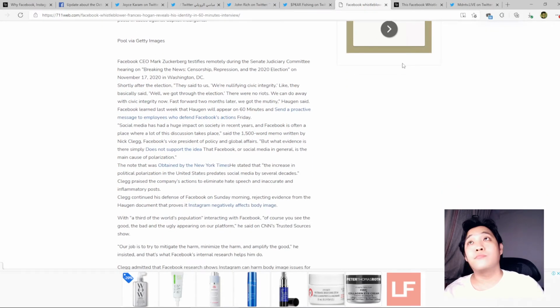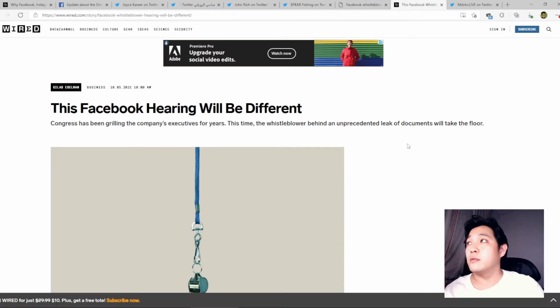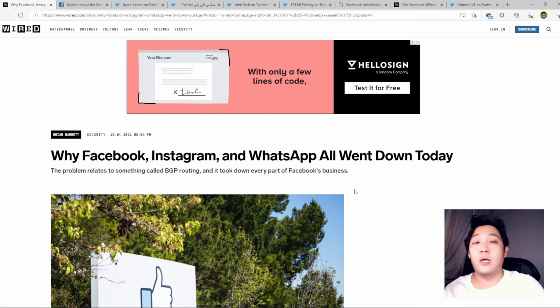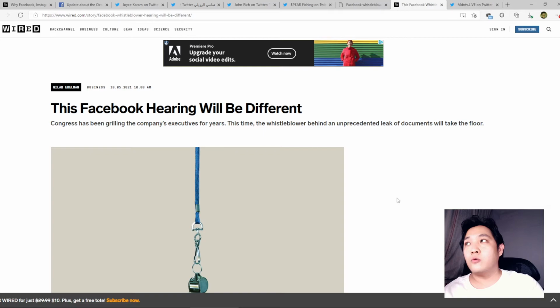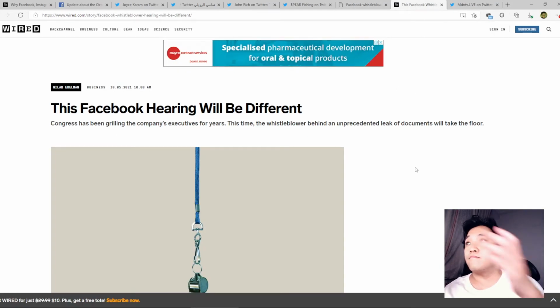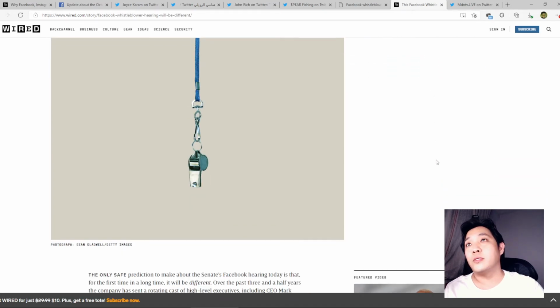Okay, so that was that article, kind of messily written. Surprisingly, on Wired, they actually describe how the entire network went down. They also put up another article that is talking about the Facebook hearing, which is also regarding this whistleblower. They say that Congress has been grilling the company executives for years, which is why I say it doesn't really matter, because after grilling, after proving that they are lying, nothing happens to them. This time the whistleblower is behind an unprecedented leak of documents.